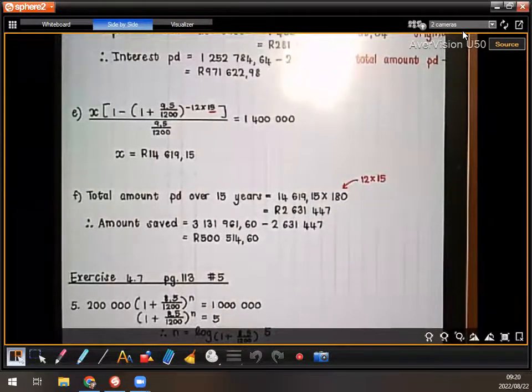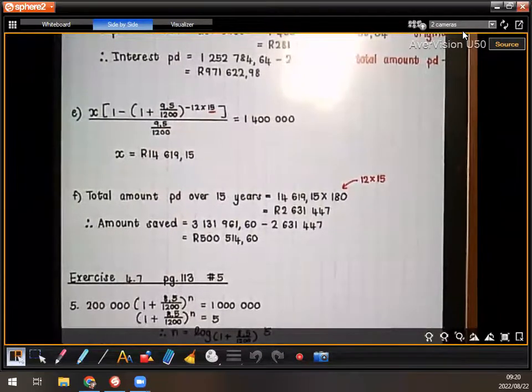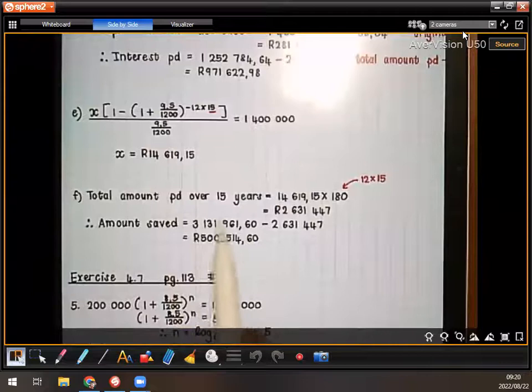So that's what they were asking as the second part. How much money does he save by reducing the repayment period by 5 years? You take the total amount paid over 20 years minus the total amount paid over 15 years, and the difference is the amount that he saves.